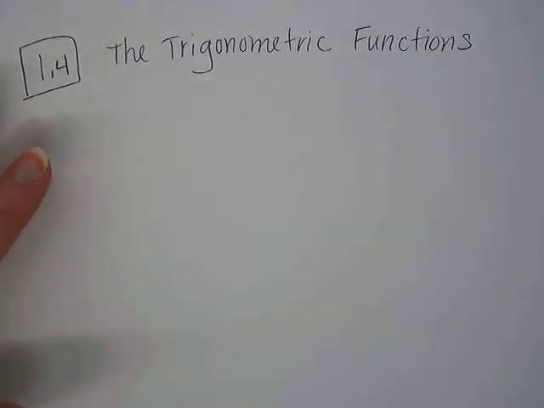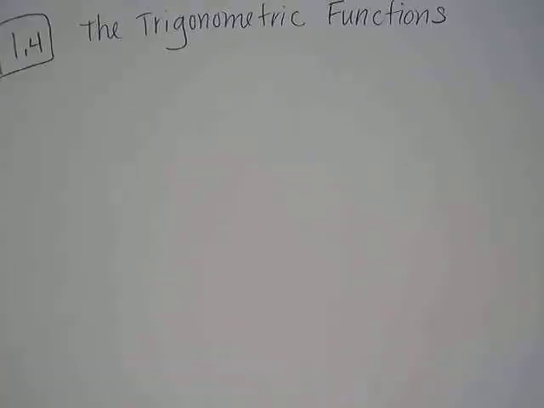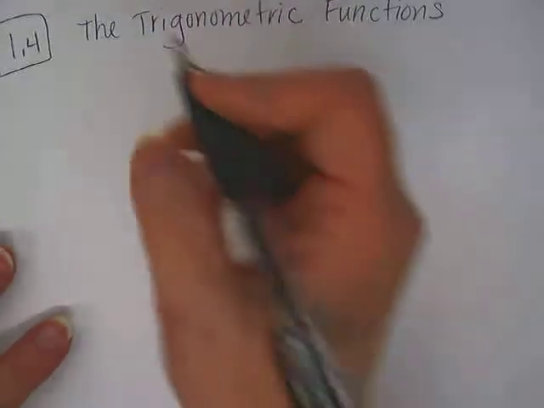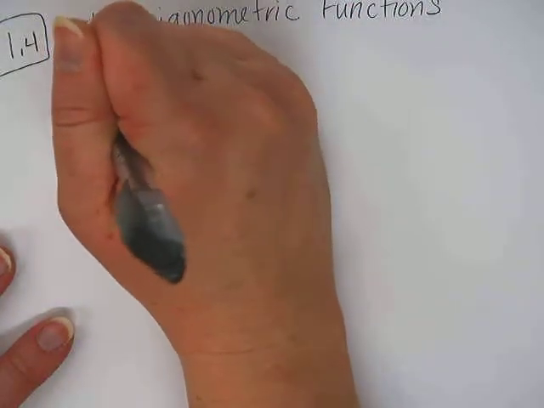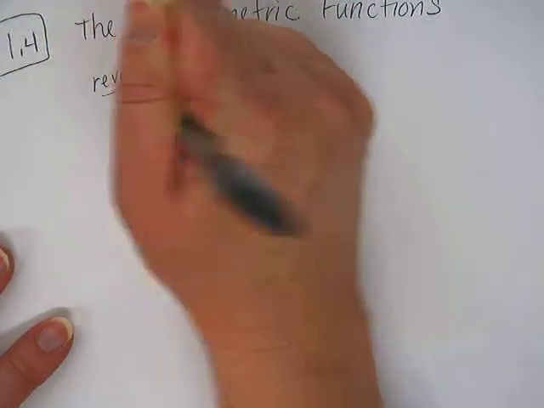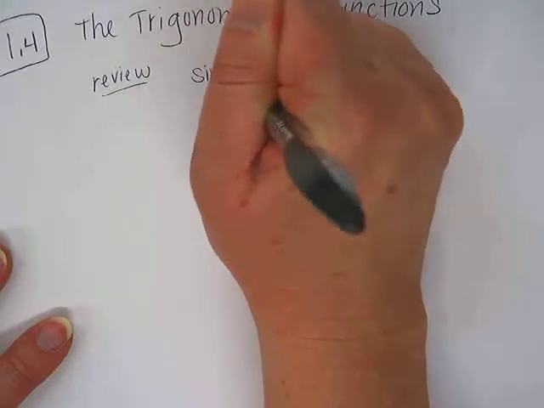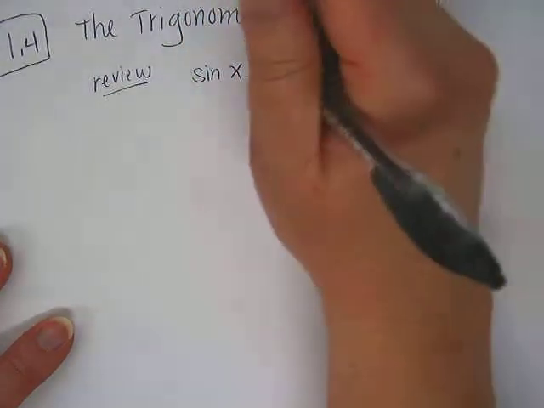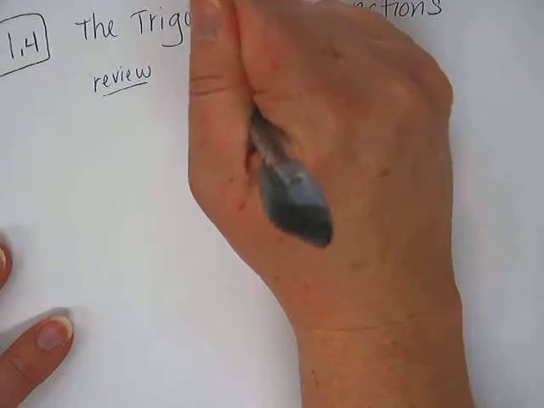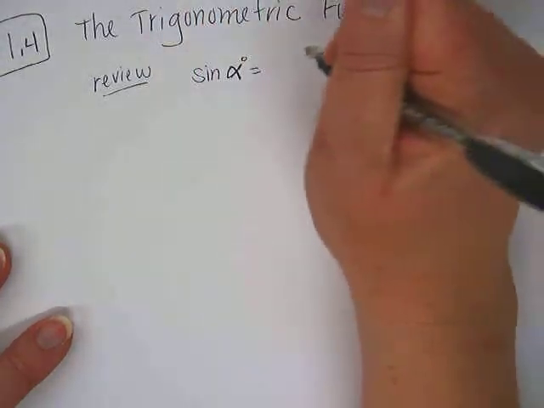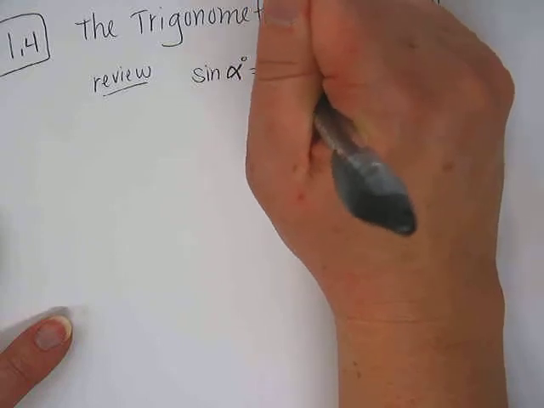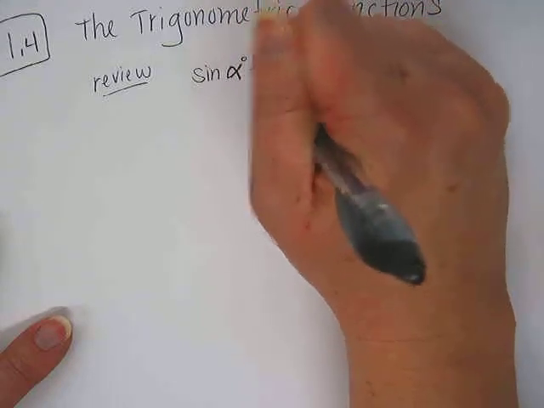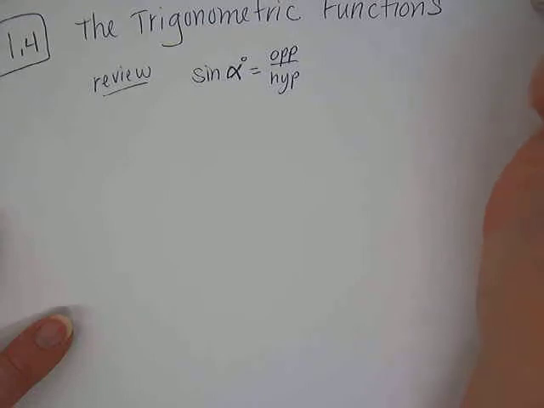You have most likely learned these at least twice before, in geometry and in algebra 2. This is how you would have learned them in geometry. This is what my class is learning right now. So let's just review really fast. Sine of an angle, we'll call it alpha, equals the opposite leg divided by the hypotenuse. Does this sound familiar?